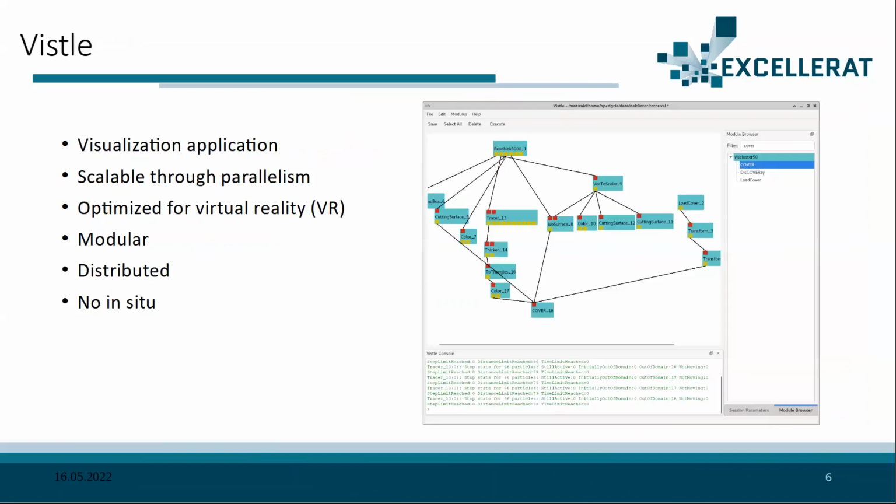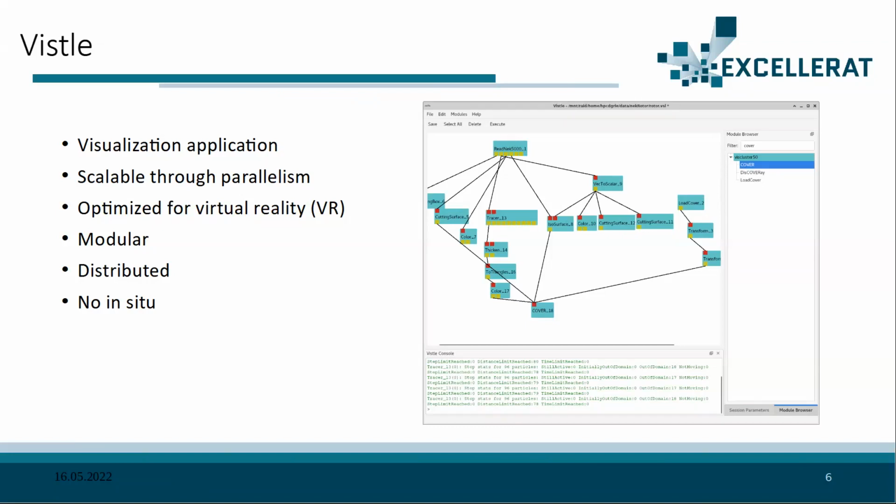And Vistle is a scalable visualization platform optimized for virtual reality, which means that you can analyze complex 3D geometries quite comprehensively in virtual reality. Vistle is also very modular, which means that it can be easily extended, in our case, with a module that connects to the simulation and gets us the data.